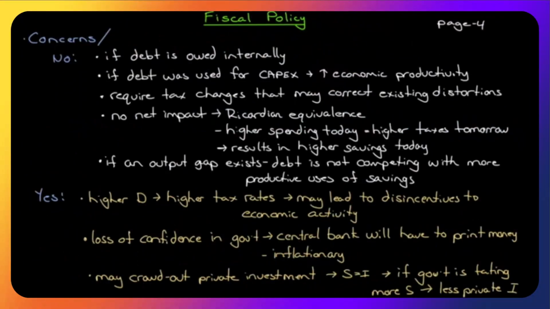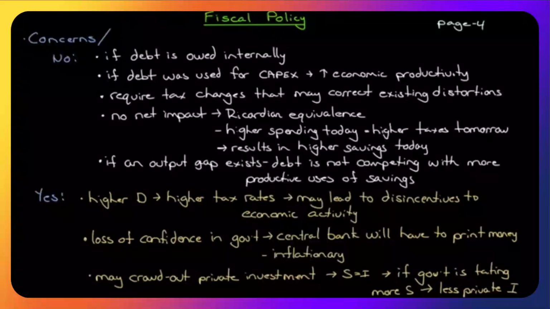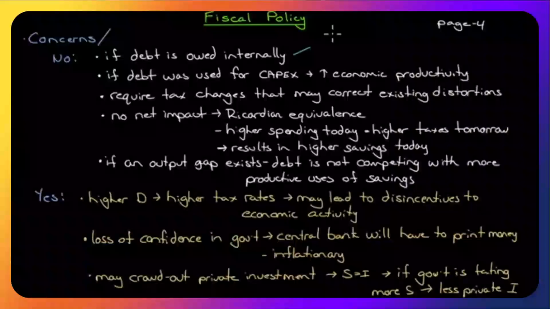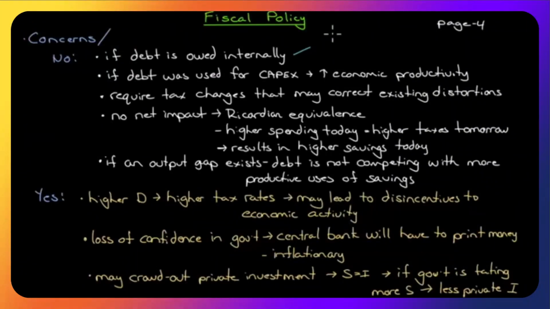So, a discussion of whether or not we should be concerned with the level of debt to GDP. On the no side: not really, not if it's owed internally. This is the issue in Japan. Most of that government debt is owed to its own citizens, and since the government has taxing authority, well, it's not that big a deal.